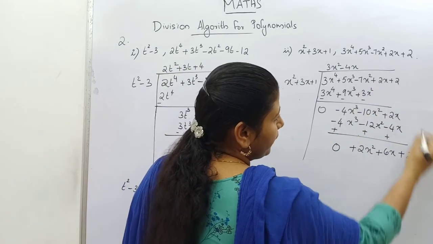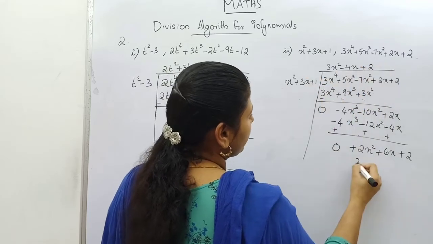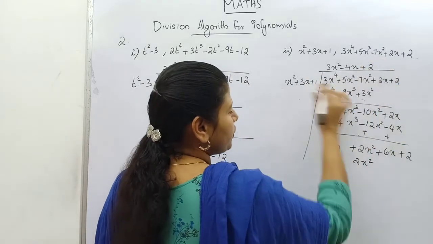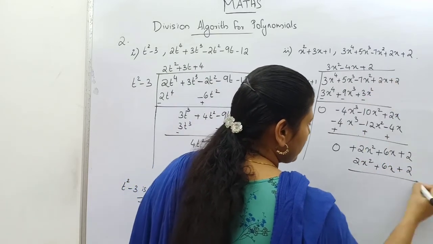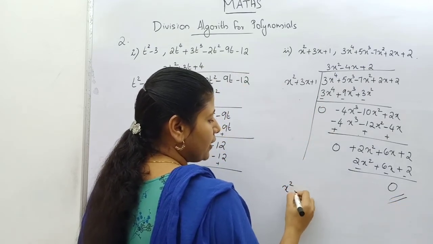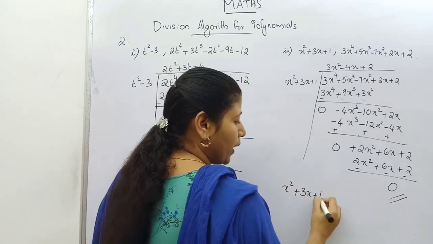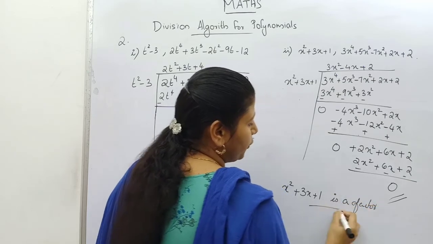1 plus 2 is here, so we can write here. Then we are multiplying with 2. Then you will get 2 into x square is 2x square. 2 into 3 is 6x. 2 into 1 is plus 2. Subtract, you will get the remainder as 0. So what does it mean? x square plus 3x plus 1 is a factor of the above polynomial.